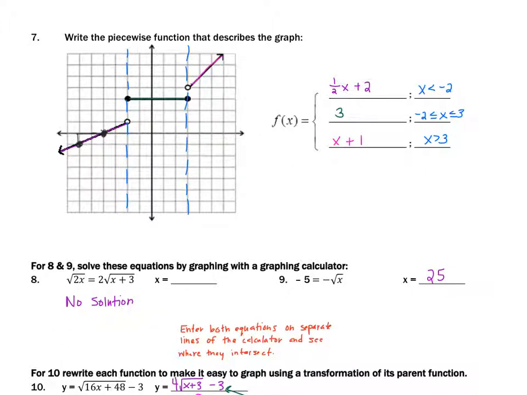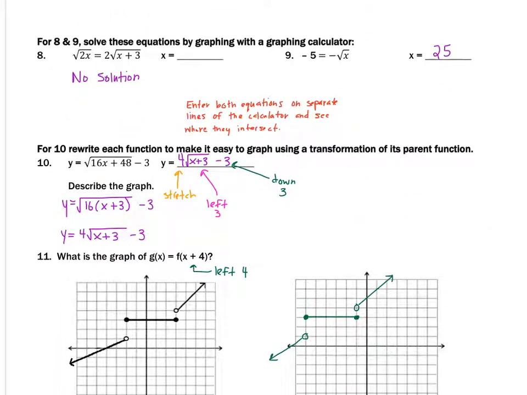For number 9, we can put -5 on one of those lines in the y equals, and we can put negative square root of x on another one of those lines. When we hit graph on those, it's clear that they cross, but we're not real sure where. Now we can either use our calculator and the intersect function to find where they cross, or you can use the table function, find where the y values are the same, and that will give you your answer as well. So you can use either of those two methods.